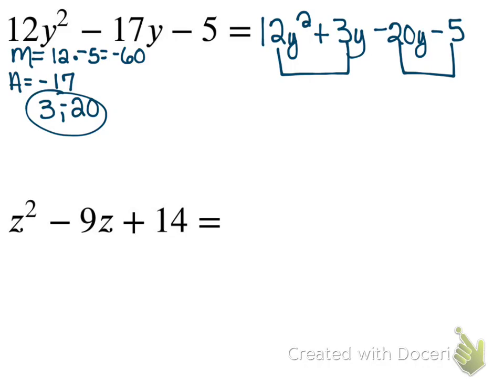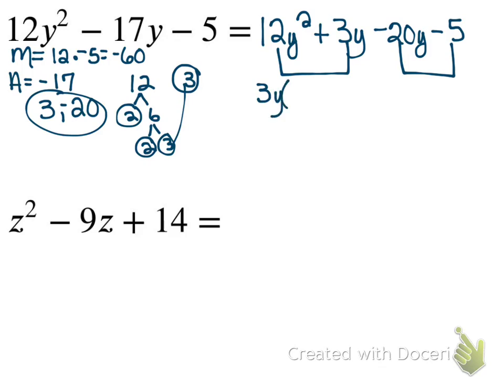If you don't know how to do them, what could you do? You could do the factor tree, right? Well, let's look. 12 and 3. What kind of number is 3? It's prime. What number do they share? 3. So it's going to be 3 what? 3y. Very good. And then the second one?